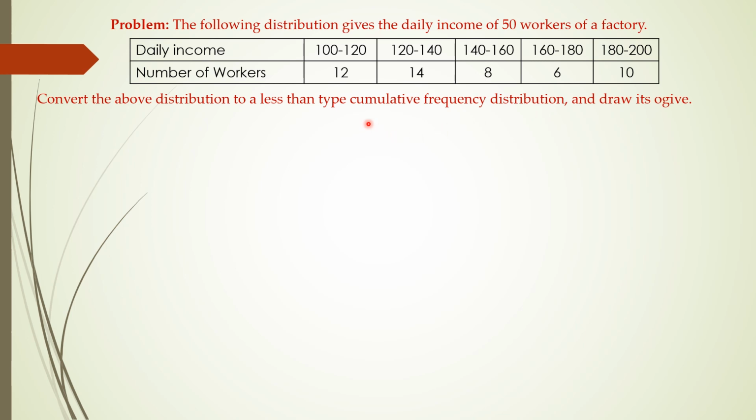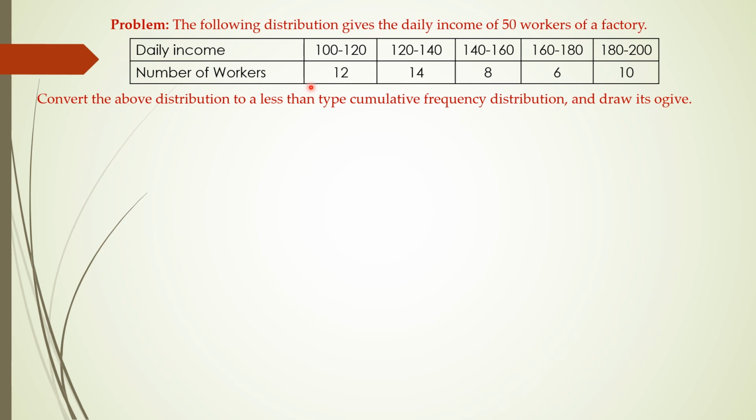Before constructing any type of cumulative frequency distribution, make sure the classes given are continuous. Here the given classes are continuous as the upper limit of every class interval is equal to the lower limit of the next class interval. For the first class interval, the upper limit is 120, the next class interval lower limit is 120, both are equal. For the second class interval, the upper limit is 140, the next lower limit is 140, both are same. As this is true for all the classes, we can conclude that the given classes are continuous.